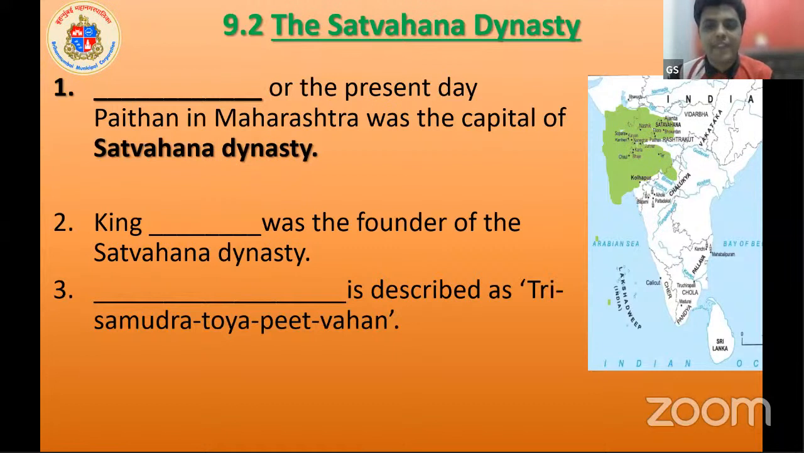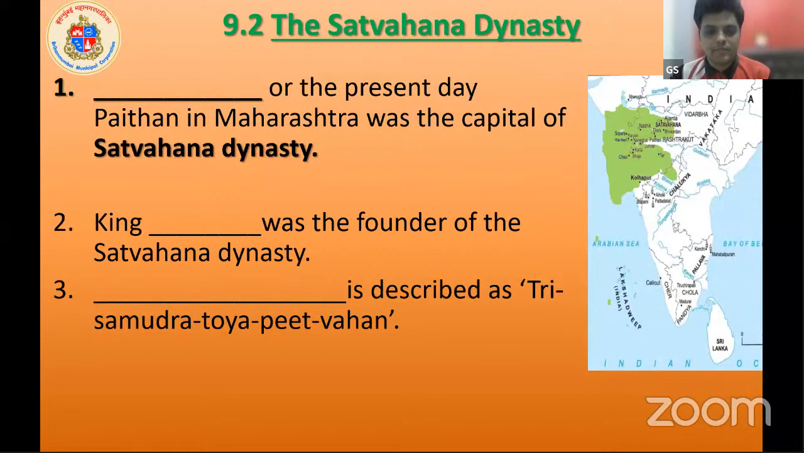Sakshi Singh, you have raised your hands. So you should read the first question and answer it. Yes, sir. Dash or the present day Paitan in Maharashtra was the capital of Satvahana dynasty. Answer, yes. Pratishthan. Very good. Absolutely right. Pratishthan. Very good.